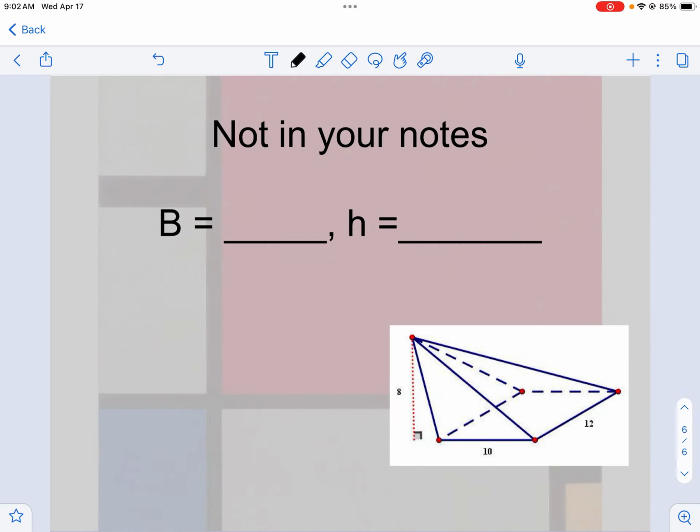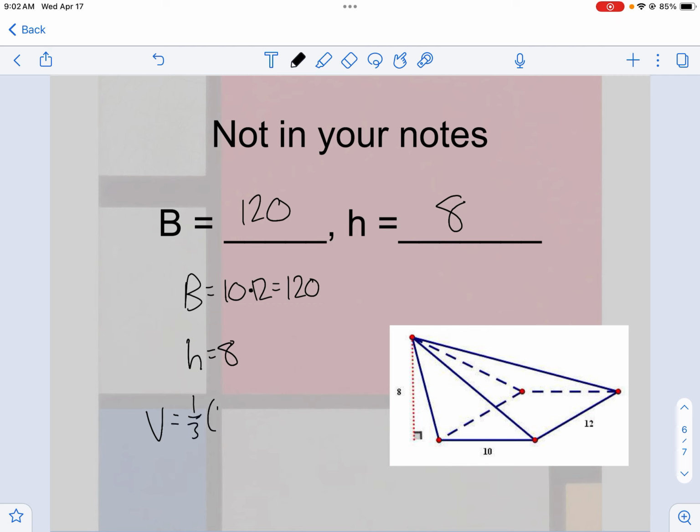Last one, not in your notes, so just take a look at this one. This is what we might call an oblique pyramid. It's just bent over, but the process is the same. So my base is going to be a 10 by 12 rectangle, so 120. My height is going to be 8. So when I do V is equal to 1/3 times 120 times 8, I will get a volume of 320 units cubed. That's it.